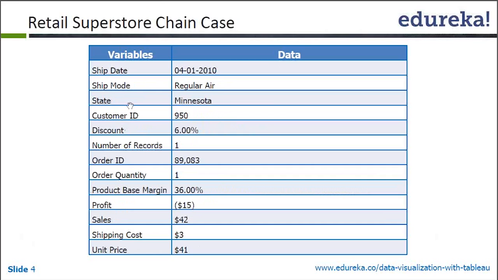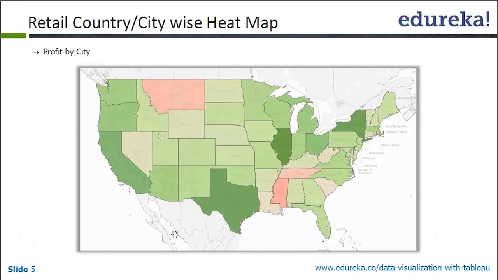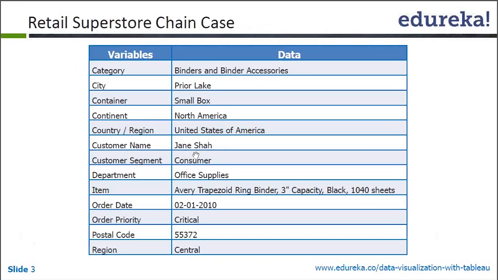Shipping date, shipping mode, state, customer ID, discount, order ID, order quantity, product base margin, profit. So this is minus 15, that is a loss of $15, sales, total sales, shipping cost, and unit price. So these are the variables which we have. For you, I'll again go through it once fast.